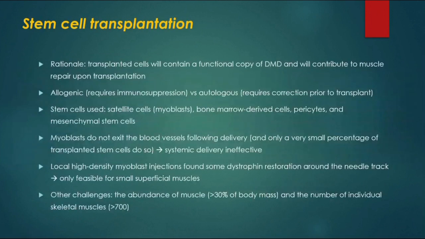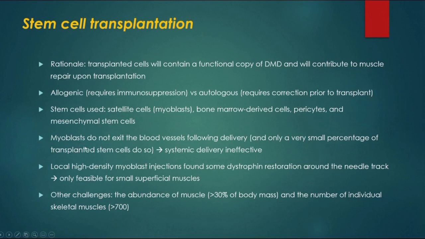Stem cell transplantation was an attractive approach. The rationale was that the transplanted cells will contain a functional copy of DMD and will contribute to muscle repair upon transplantation. It can be allogenic, if taken from another person, but that will require immunosuppression, and it can be autologous, which will require correction of the gene prior to the transplantation. Stem cells that are used include satellite cells, which are the myoblasts, or the muscle stem cells, and other stem cells are also used for this purpose, which can convert to muscle cells.